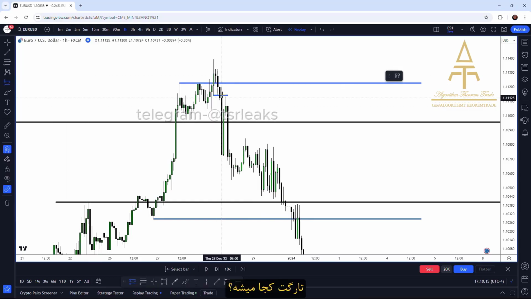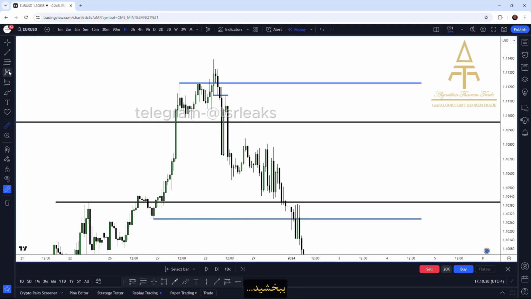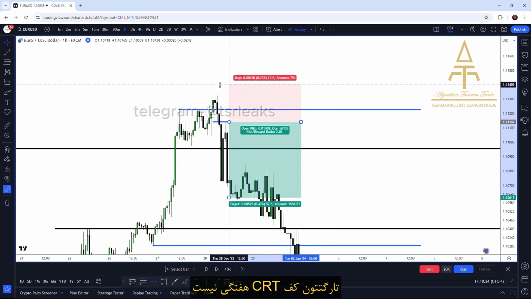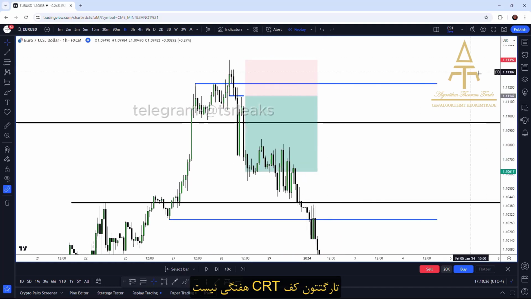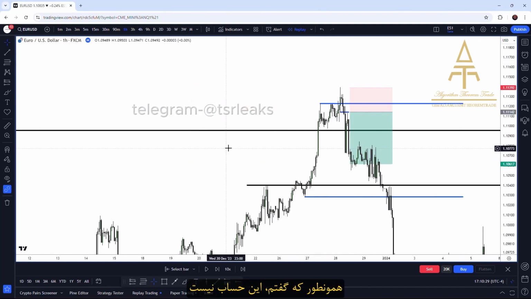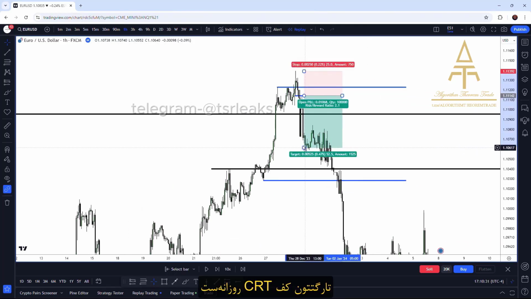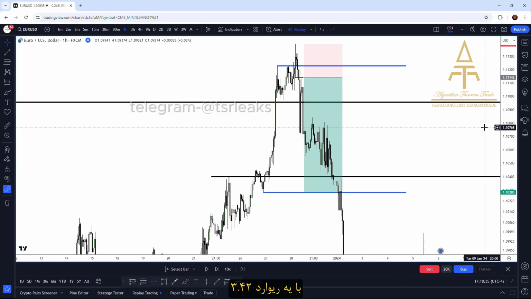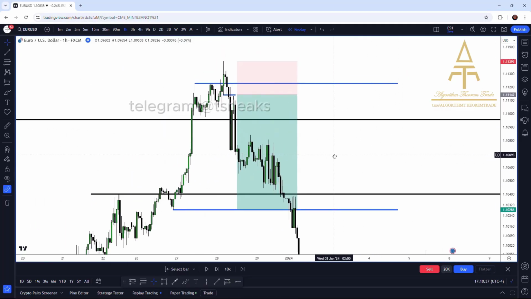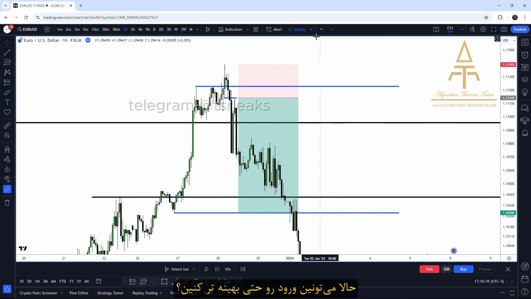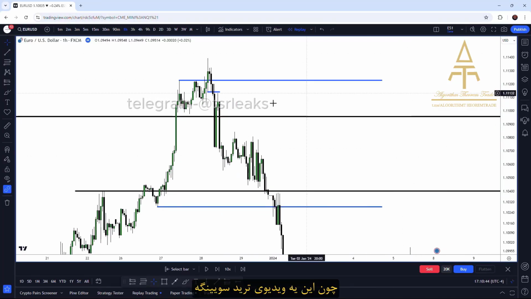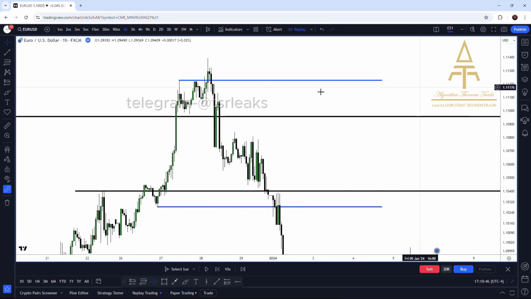Where are you targeting? Sorry about that. You are targeting not the weekly CRT low, as I said, that is not in play. You are targeting the daily CRT low right here with a 3.42 R to R trade. Now, can you refine this entry even more? Yes, you can. I am not going to do that. This is a swing trading video. Okay.